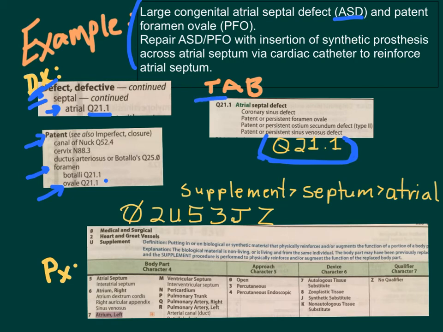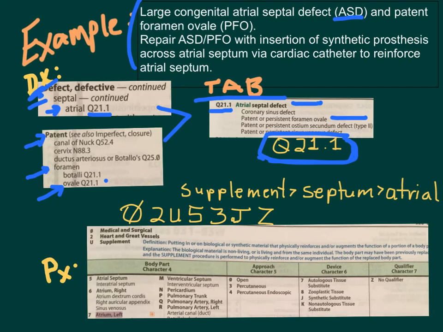They both are holes in the heart between those upper chambers. So when you get to the tabular list, because we know to always check Q21.1, when you find atrial septal defect, you see listed below the PFO also. So we know we're okay just to include this one code here. So Q21.1.